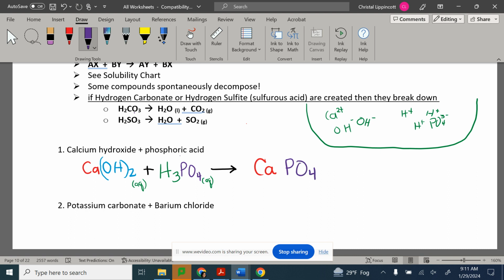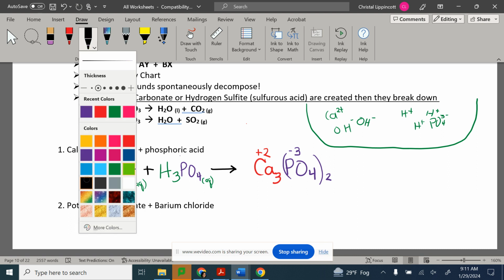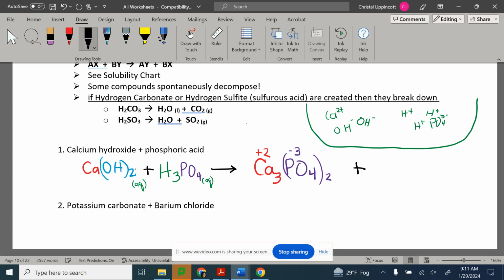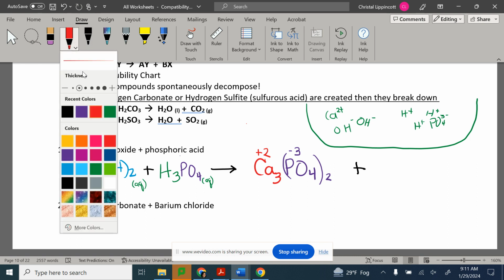I need to balance these out. I have this as a -3, and I have this as a +2. So I need 3 of these for every 2 of these. Then I'm going to take care of this. So my H is going to go with my OH, and you can write that as HOH if you prefer.